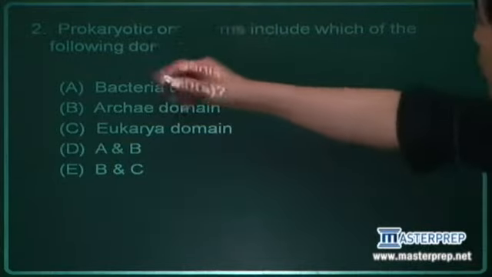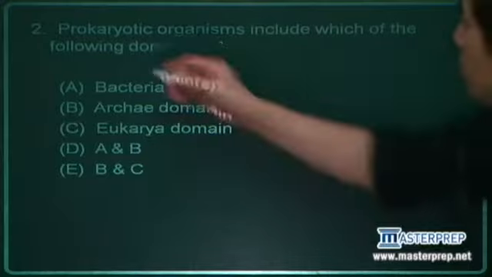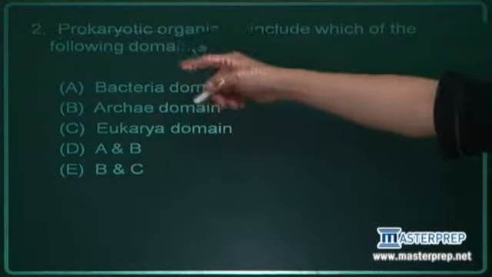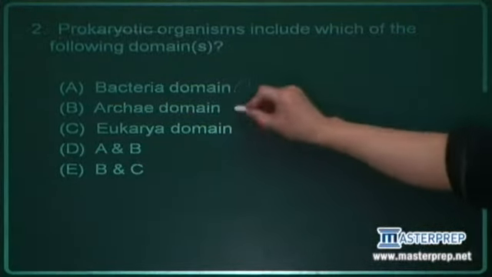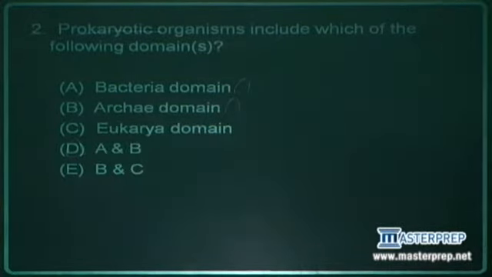Number 2, prokaryotic organisms included which of the following domains? Okay, so prokaryotes. It included 2 things, right? Bacteria, archaea, right? So A and B, the answer is D.